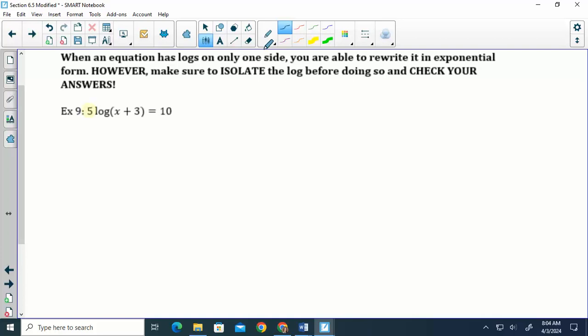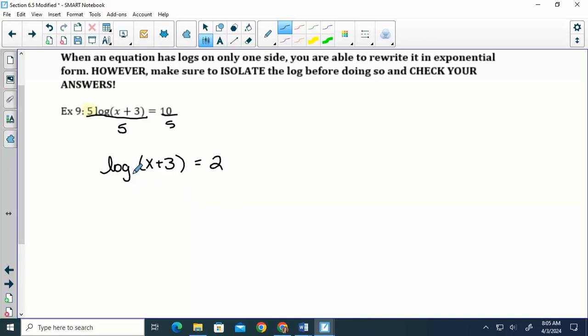Right, it could become x plus 3 to the 5th power. Would it be easier to have an x plus 3 to the 5th or just to divide the 5 over? Probably divide the 5. You'll get the same answer either way, but this might make it a bit nicer. So then we would have log of x plus 3 equals 2. Now if there's a log on one side, we can change it into exponential form.